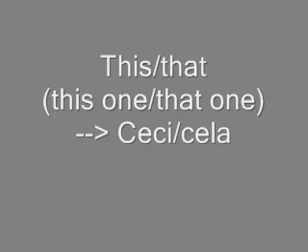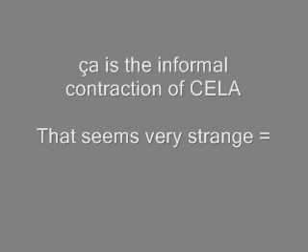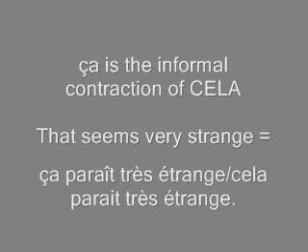Ceci and cela are neutral demonstrative pronouns. There is also ça with a cedilla, the C with the funny accent underneath. Ça is simply an informal contraction for cela. So whenever you see cela, you can also replace it by ça, but it's quite informal.